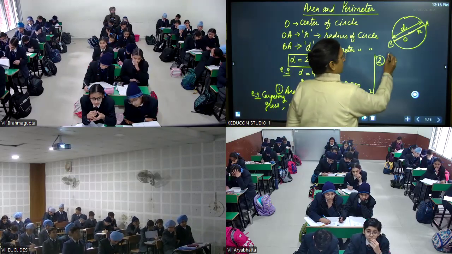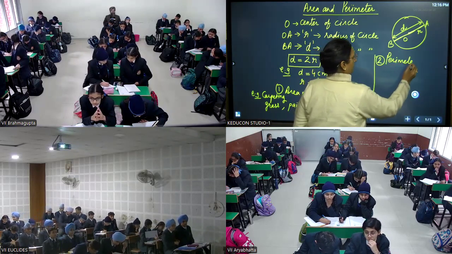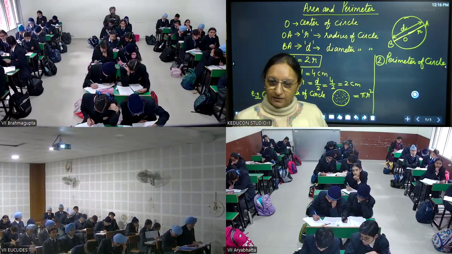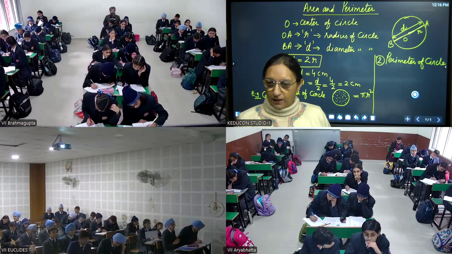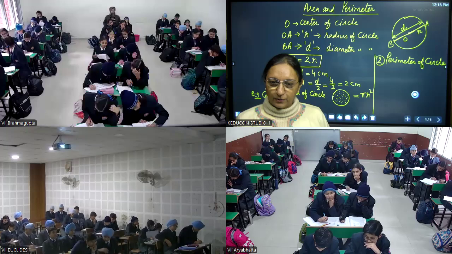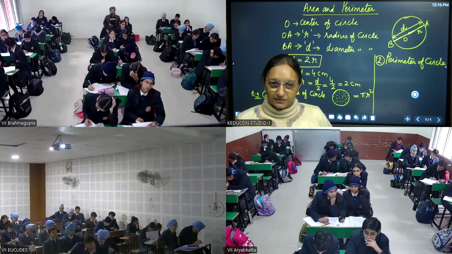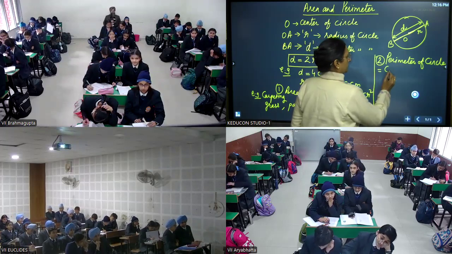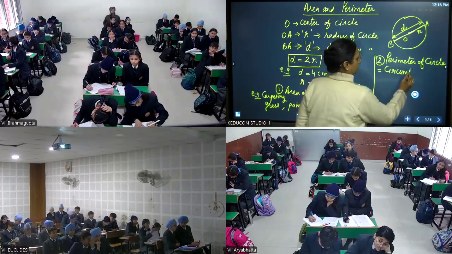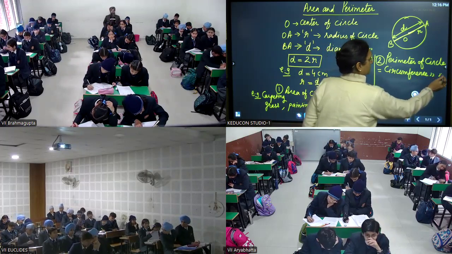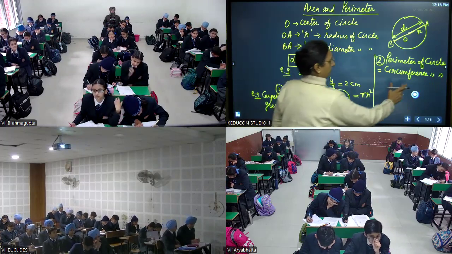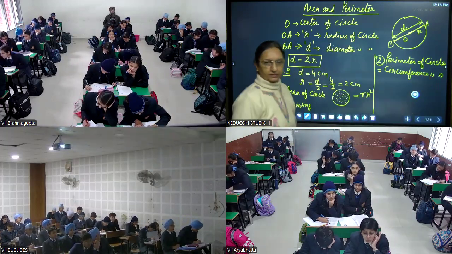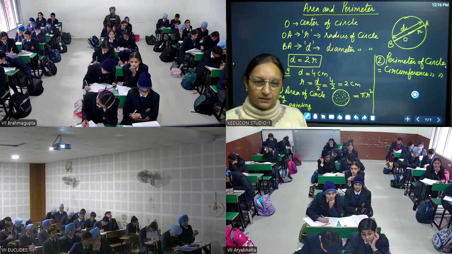Then there is perimeter of circle. You have done perimeter of square, rectangle, triangle. Have you read about perimeter? Yes, you have done. In a circle, we call this perimeter the circumference of the circle. This is a new name given to it. Please remember, circumference is nothing other than a perimeter. Whatever you understand about perimeter, the same thing you have to think for a circle also.